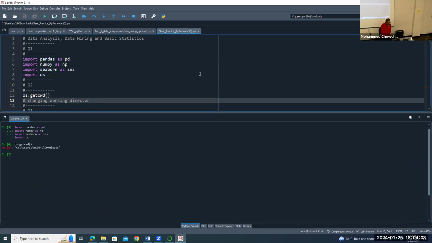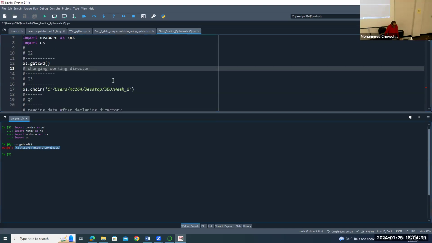Okay. So now os.get, line number 12. Line number 12 is telling you operating system get CWD, current working directory. Understand? So what does directory mean? In a folder, you put all the data, all the code, everything. That is what is known as the CWD. When I hit this, I got my current working directory is download. Download is my current working directory.